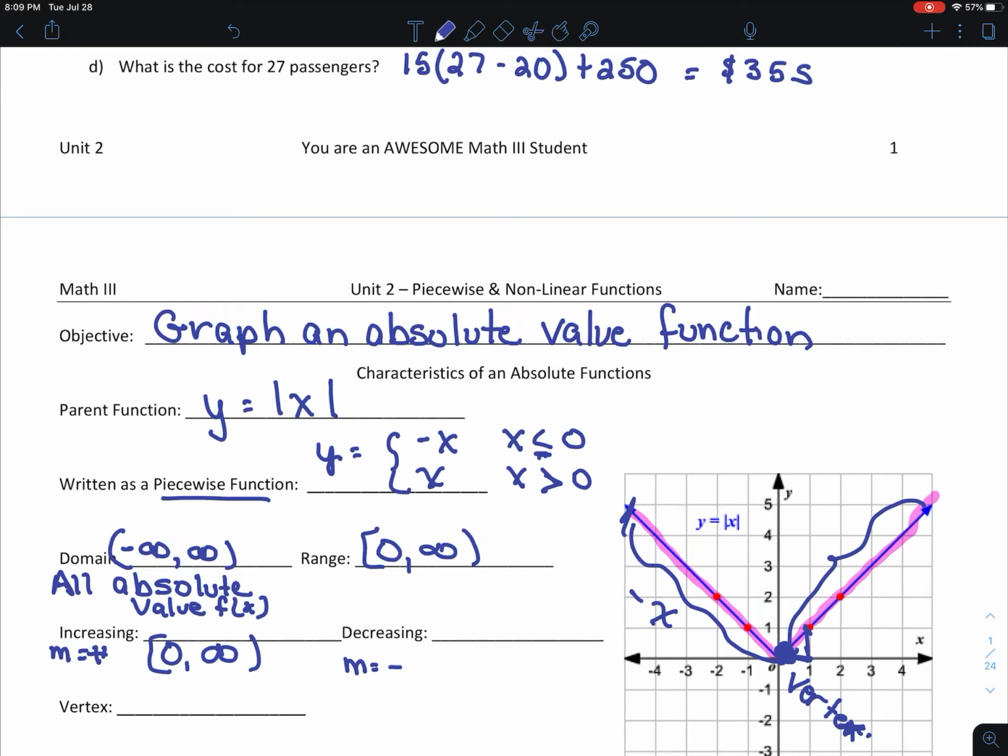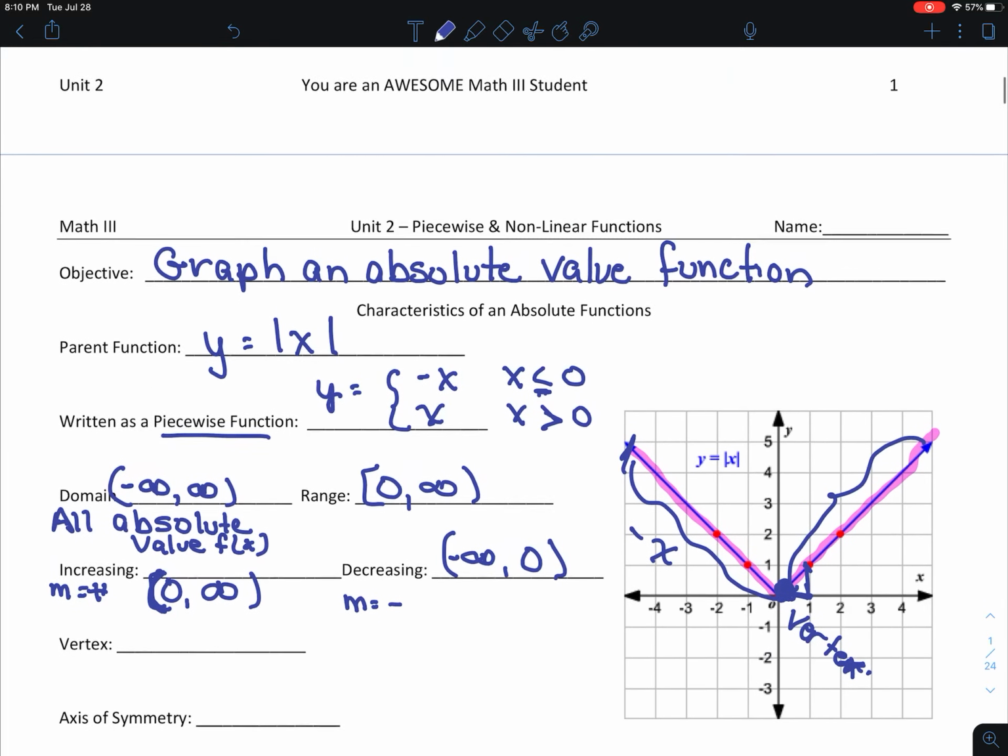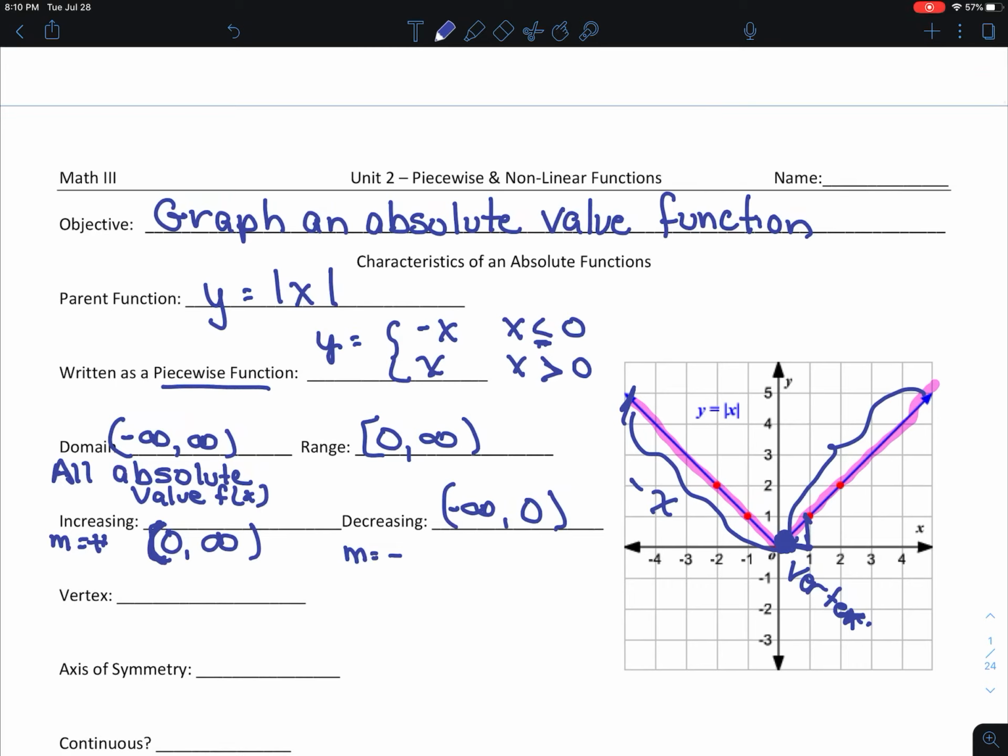It's decreasing, the slope is negative, it's going to follow this pattern, so it's going to be decreasing from negative infinity to 0. And technically the 0 should be in parentheses because at 0 it is neither increasing nor decreasing.